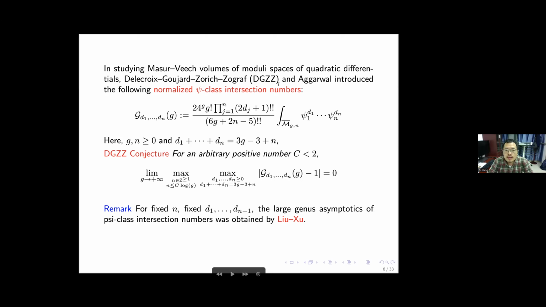And indeed, to study the volume of the moduli space of quadratic differentials, we need this C to reach 8. Here it is for any positive number C smaller than 2. This was the original DGZZ conjecture. But later, actually, this C can be an arbitrary positive number. So as long as this C can reach 8, it can be used to study the volume of the moduli space of quadratic differentials.